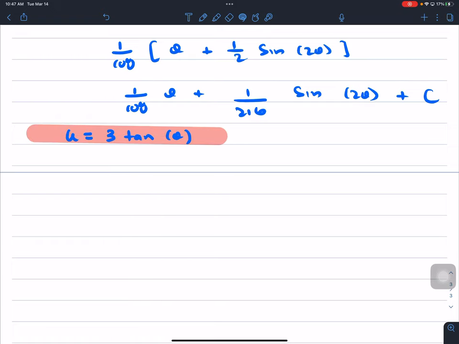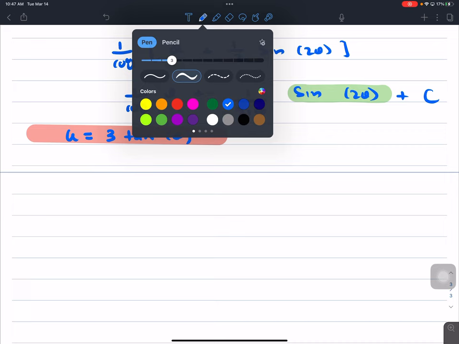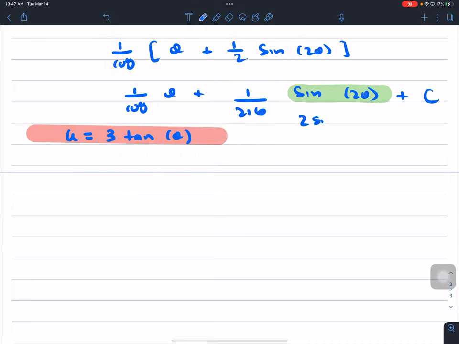Okay. So this here, what do we replace sine double theta with? Sine double theta is going to become what? 2 sine theta cosine theta.